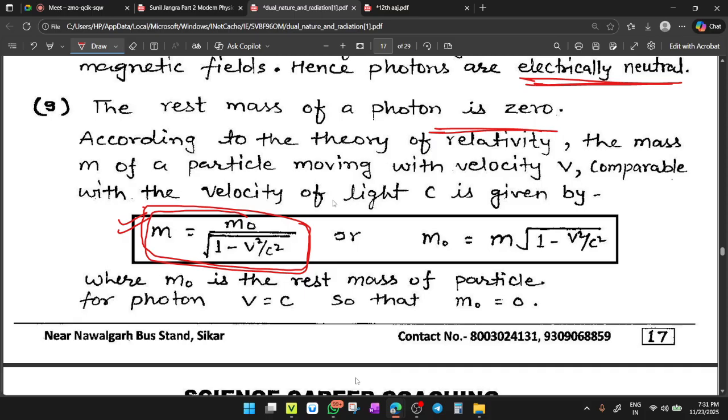Dynamic mass, yes, means when the photon is moving. So by the relativity theory, this mass is obtained: M equals m naught upon the square root of 1 minus v square upon c square. Clear? This is rest mass. Rest mass of the photon is equal to 0.